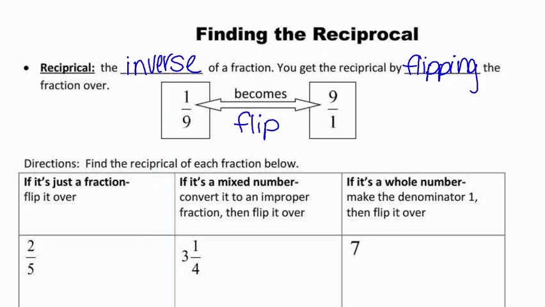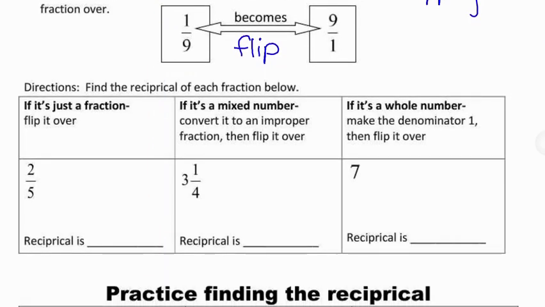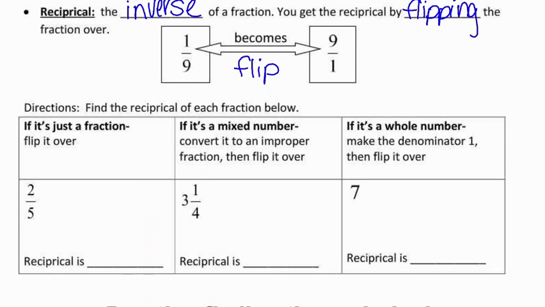So let's talk about some other types of fractions and how we find the reciprocals for those. If it's just a fraction, like I just said, you're just going to flip it over. So instead of 2/5, it's going to become 5/2. Now where it gets a little bit tricky is where we have a mixed number and where we have a regular whole number.